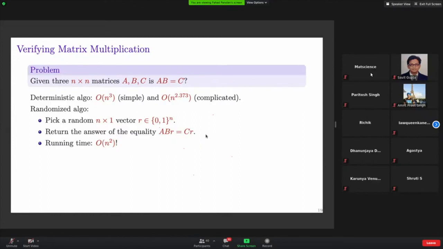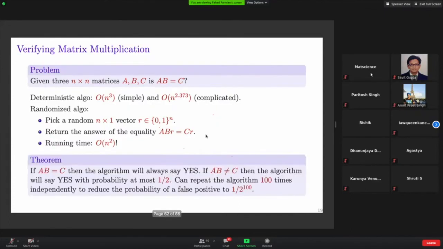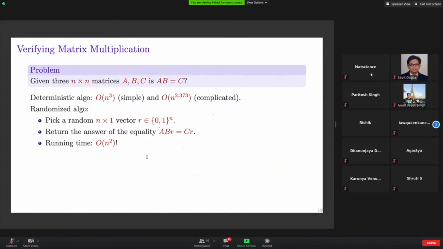Notice that here the running time doesn't depend on which random vector you choose. It doesn't matter whether it is 0 1 1 0 1 0 1 0 1 or 1 0 1 0 1 0. The running time is deterministic. It is order n squared. But what you are going to do is output yes if ABR equal to CR.